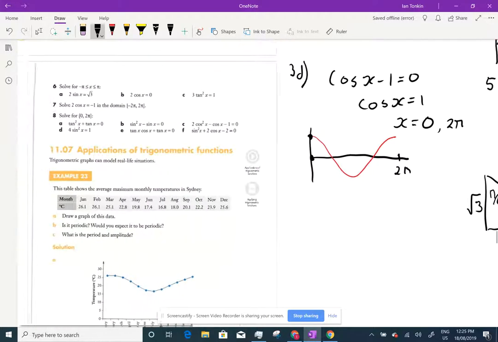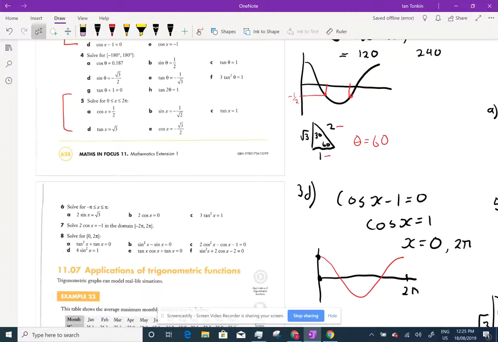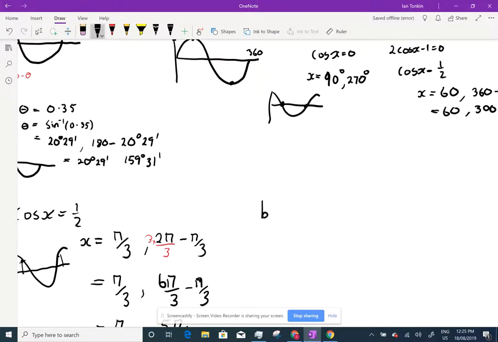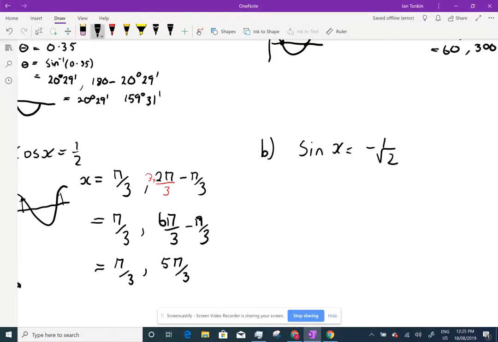Let's have a go at another one, and then you can have a crack yourself. So let's do sine x equals negative 1 on root 2, b. Again, you can draw the curve, and you can see that you're going to get two answers, one here and one here. But you've got to find the acute angle. And the acute angle for 1, 1, root 2 is pi on 4.